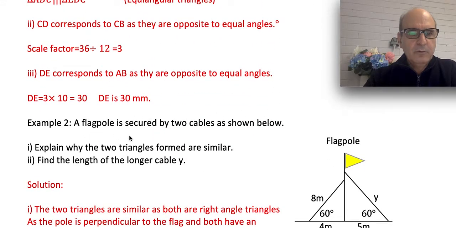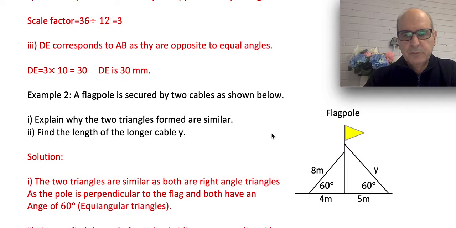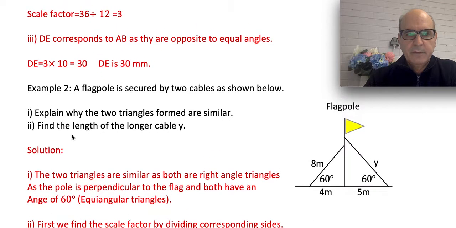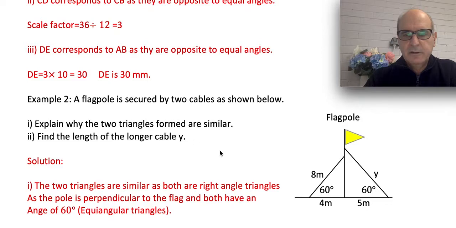Example 2, a flagpole is secured by two cables as shown below. So here we have a flagpole and it is secured by this cable and by this cable. So one cable is 8 meters, the other one is y meters. Also, they are telling us that this angle is 60 and this angle is 60. Again, explain why the two triangles are similar, why this triangle is similar to this triangle, and find the length of the longer cable y.